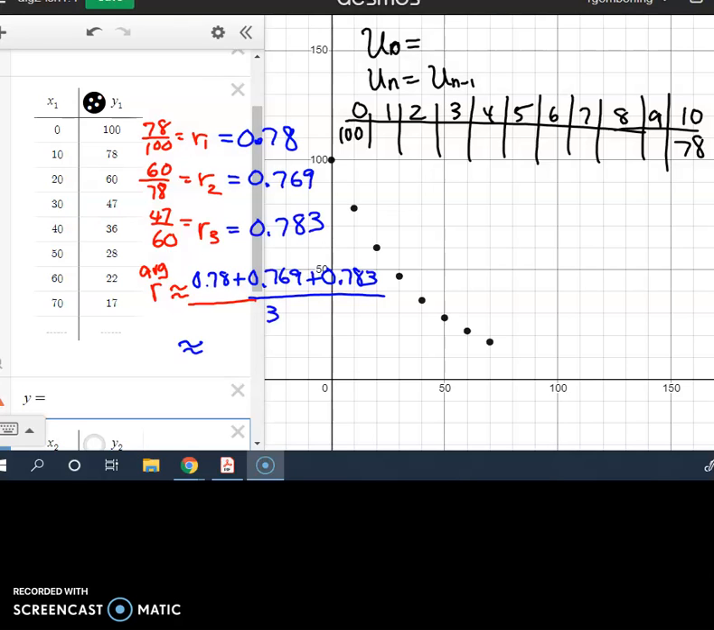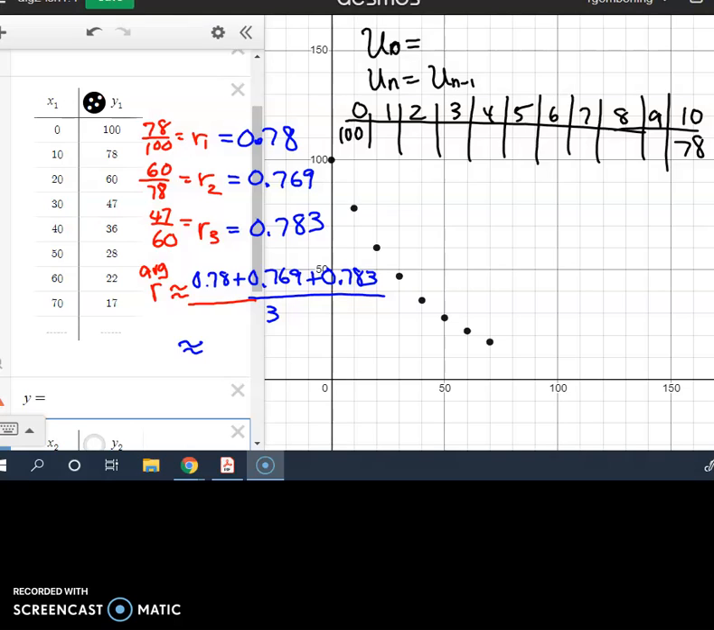So I found the r value was not the same, so we need to find an average of those. And so I did a little bit of rounding. So you have 0.78, 0.769, and 0.783. And we want to find the average. So if we don't have the average yet for these three numbers, go ahead and find the average and then turn the video back on.